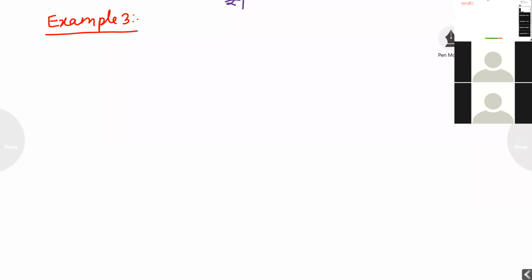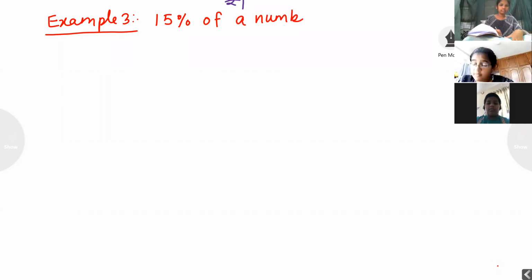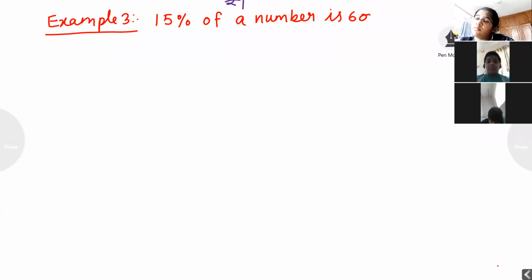15% of a number is 600. What is that number?